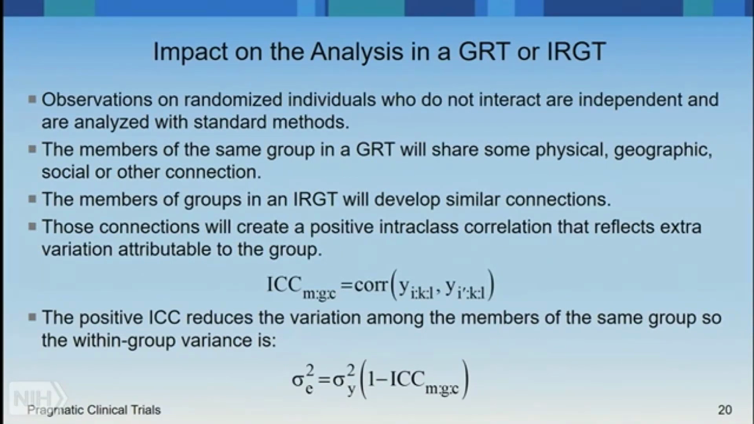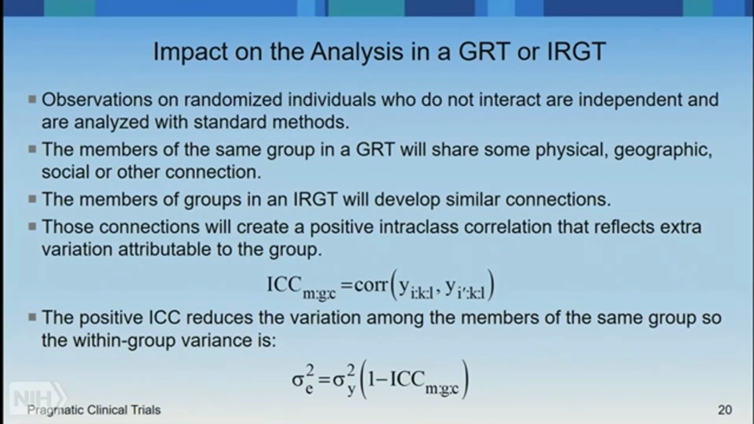And these issues are fairly well known for a group randomized trial, and they're quite similar for individually randomized group treatment trials. Observations on individuals who do not interact are independent. We can use the usual analytic methods. But if they are in the same group and have been in the same group as in a parallel group randomized trial, or they interact with one another in small groups as part of an individually randomized group treatment trial, there's going to be physical, geographic, social connections among these participants.